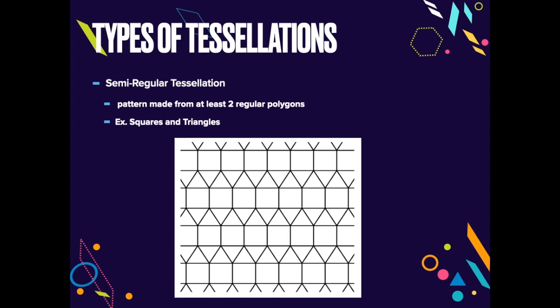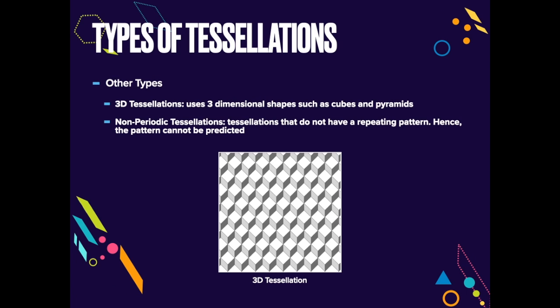Another type of tessellation is a semi-regular tessellation, and it is defined as a pattern made from at least two regular polygons. In this example, you can see that this type of pattern consists of two shapes, which are squares and triangles. Notice how there are no gaps or empty spaces in between the whole tiling. Other types of tessellations include 3D tessellations and non-periodic tessellations, which can be more complicated due to being three-dimensional and non-repeating, respectively. The example does a great job of using a cube to make a 3D tessellation.